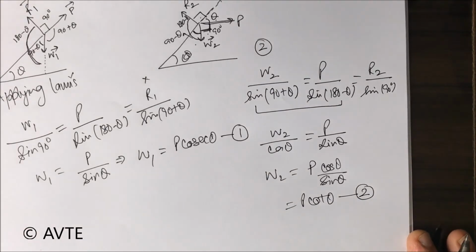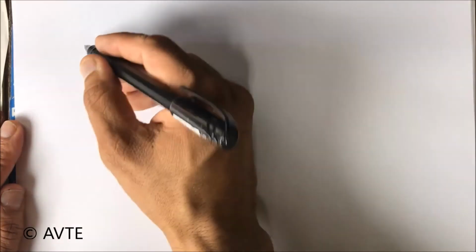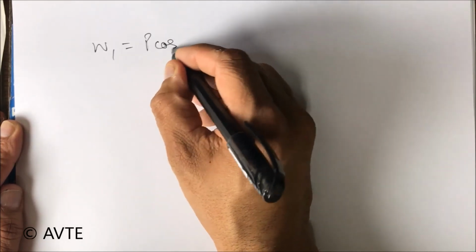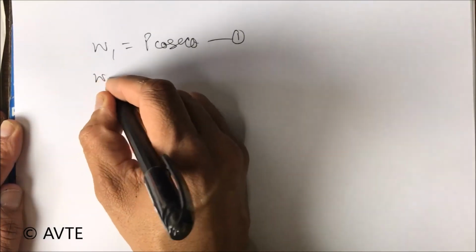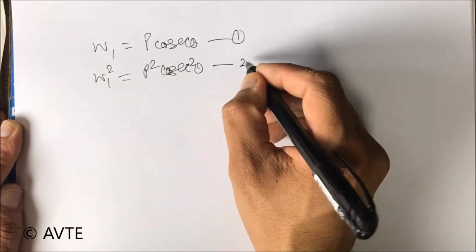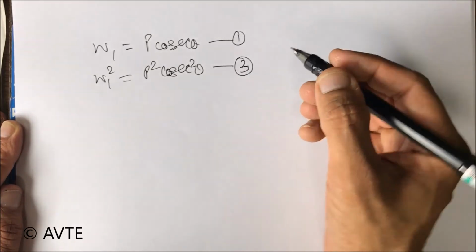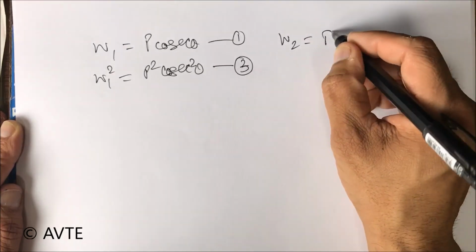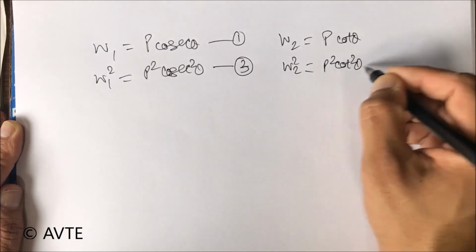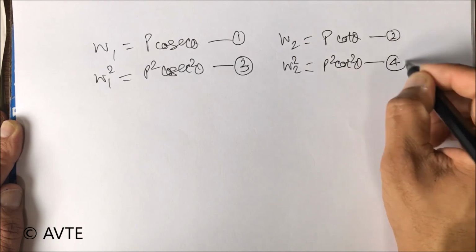Can you connect cosecant theta with cot theta? We have one identity: cosecant square theta minus cot square theta is equal to 1. Now we have W1 equal to P cosecant theta, that is equation number 1. So W1 square will be, I'm calling it equation number 3, and W2 from equation number 2 is now turning into equation number 4.